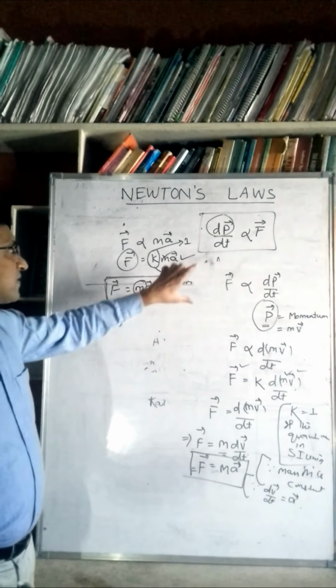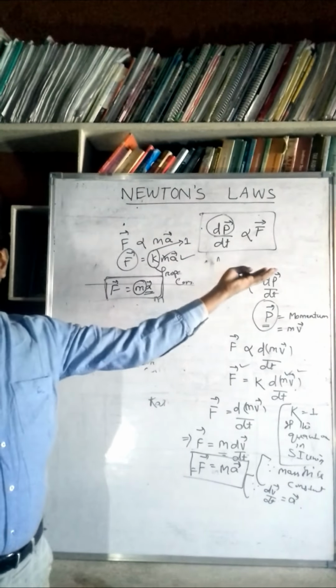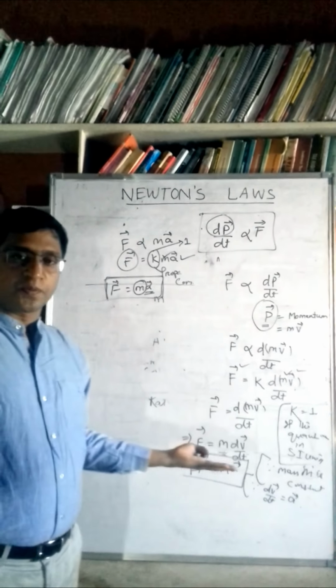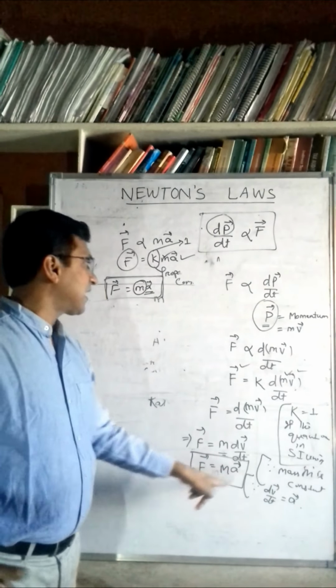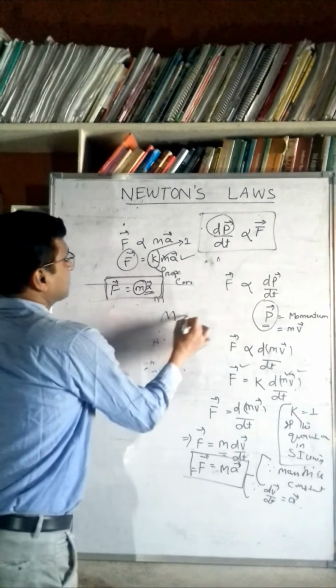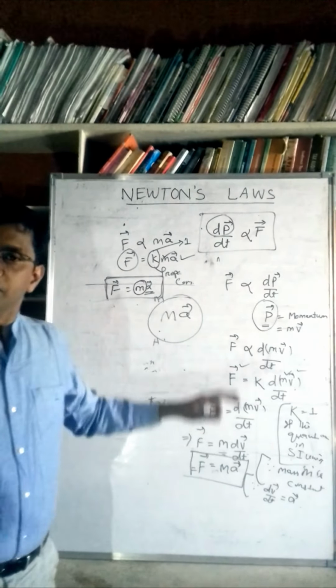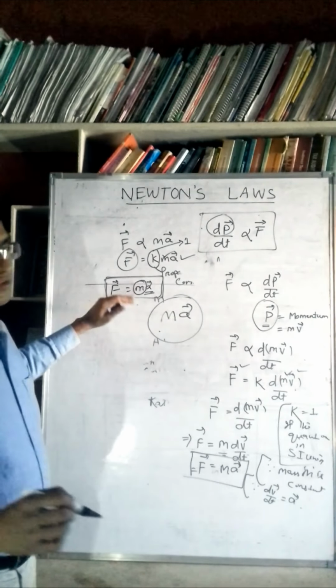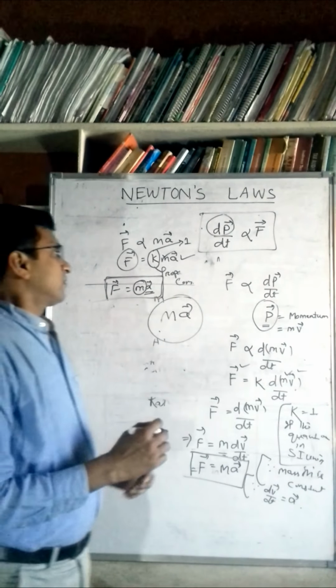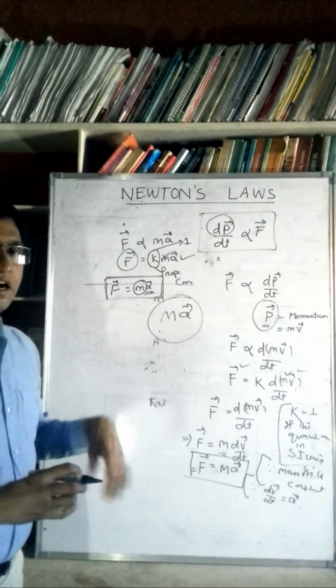So Newton's second law quantifies force. How much force? It is mass times the acceleration produced in the body. So this is force. Clear? The next thing is Newton's third law of motion.